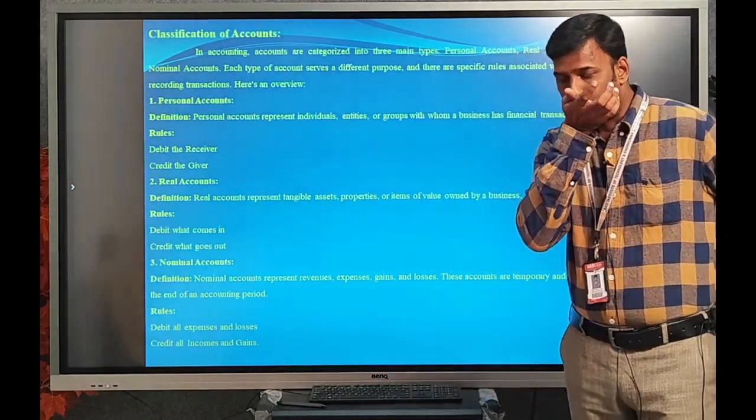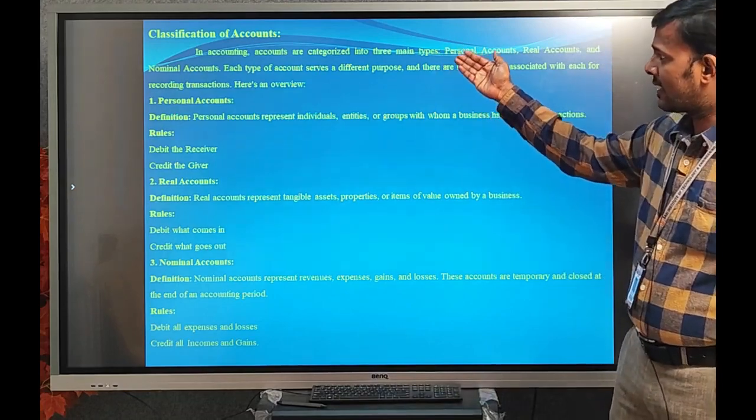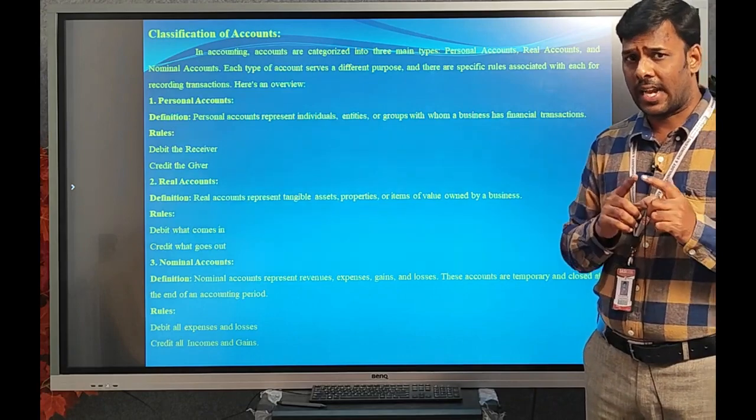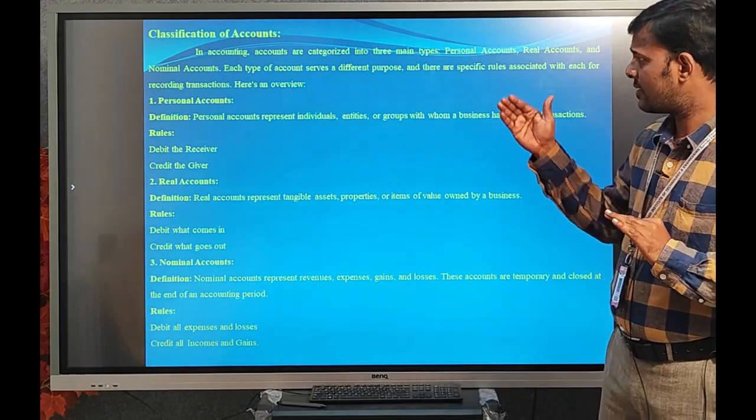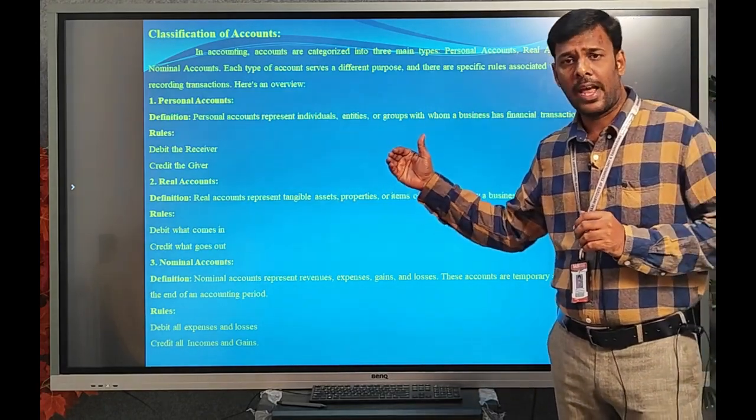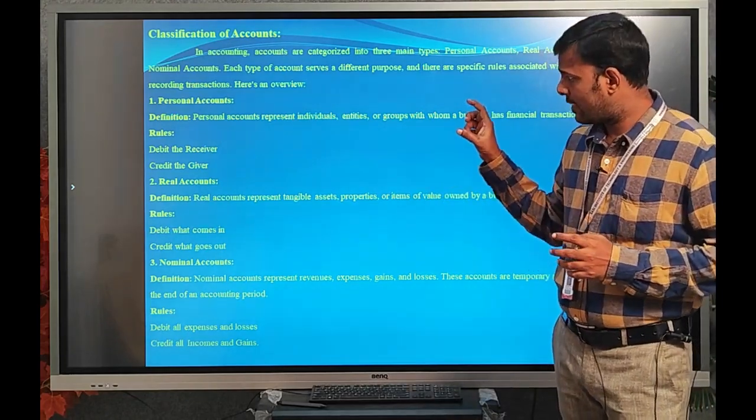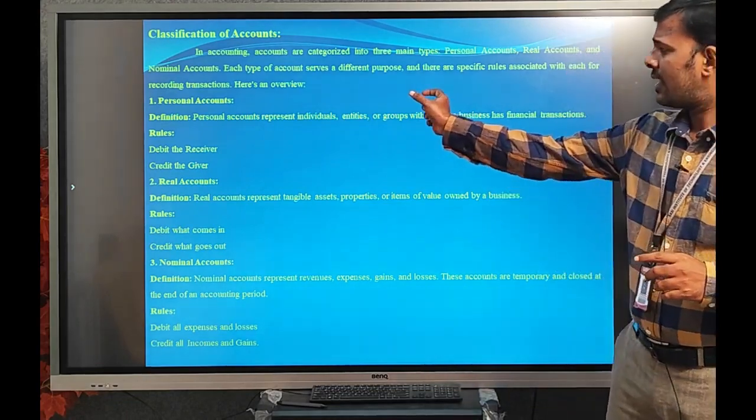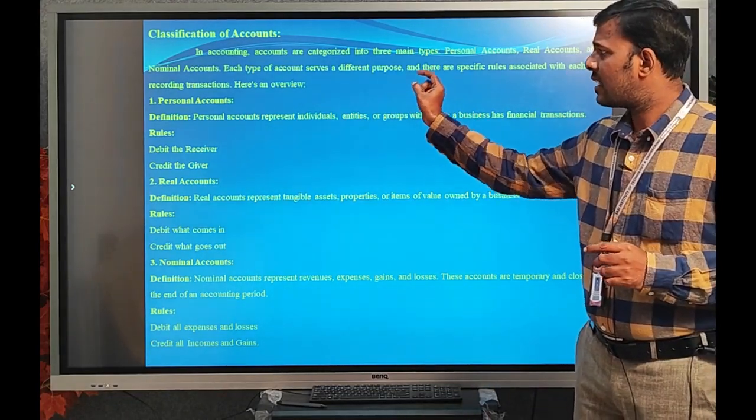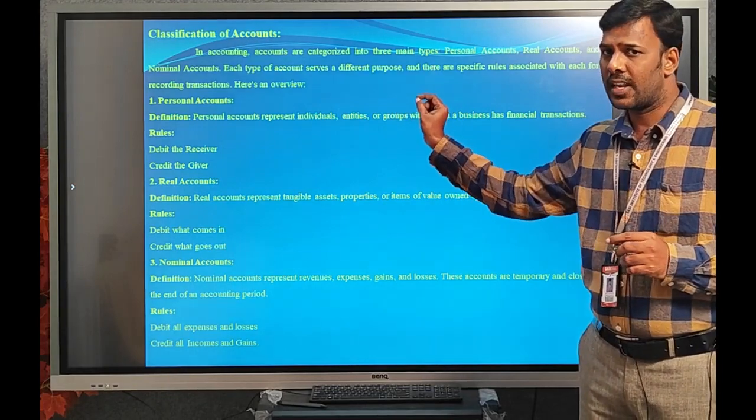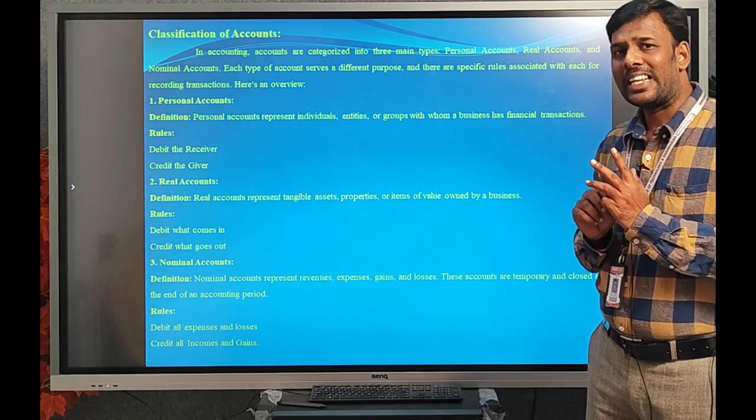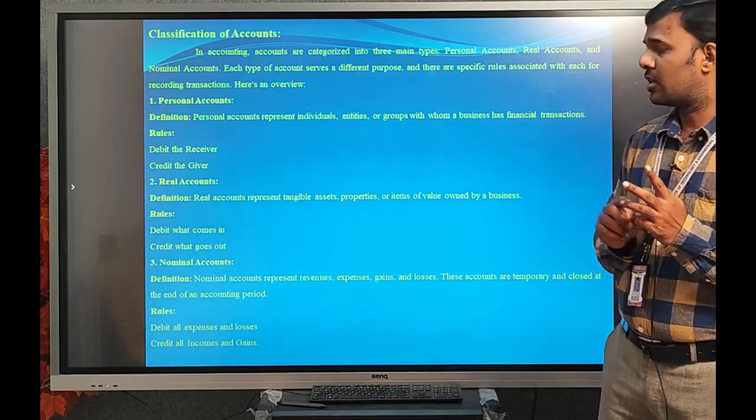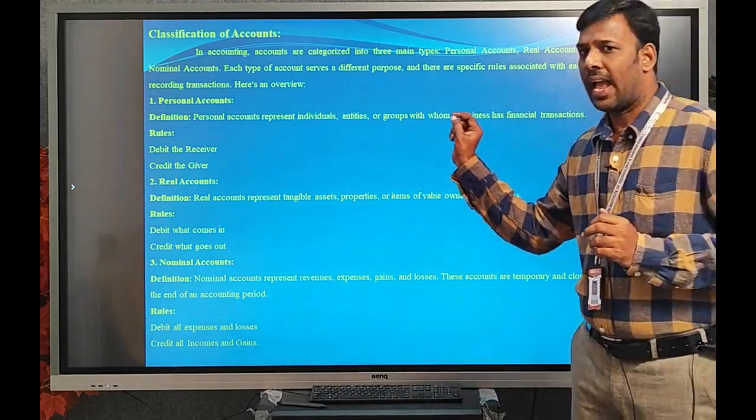And the next important topic is classification of accounts. Actually, we have classified the accounts into three categories. The first one is personal account, real account, and nominal account. Here we have basic rules for each. You can see the personal account name itself gives you information. Personal account contains person names or organization names, and the rule is: debit the receiver and credit the giver.